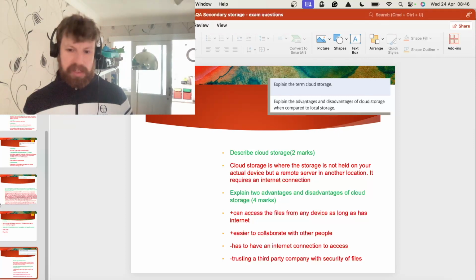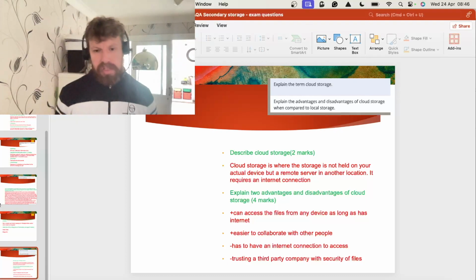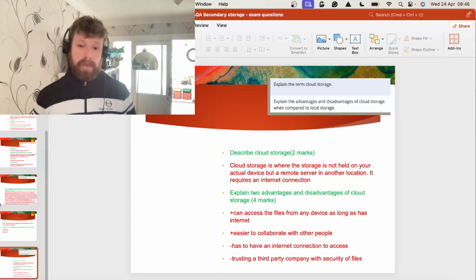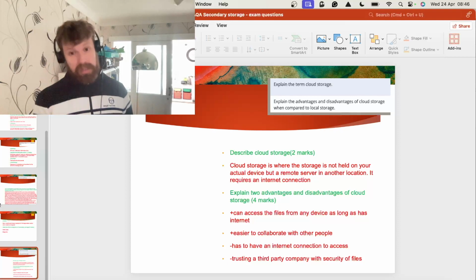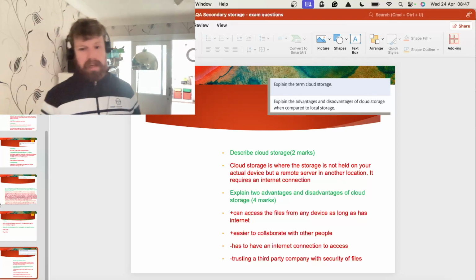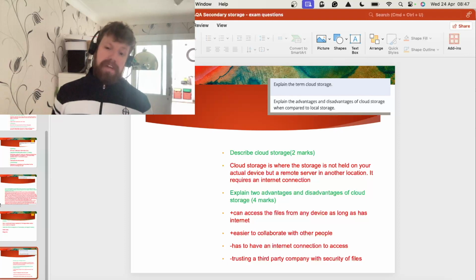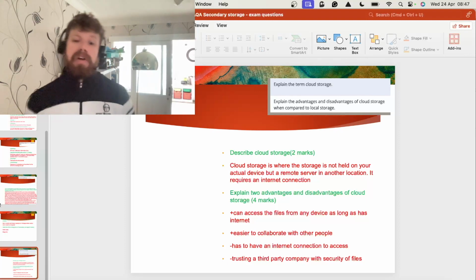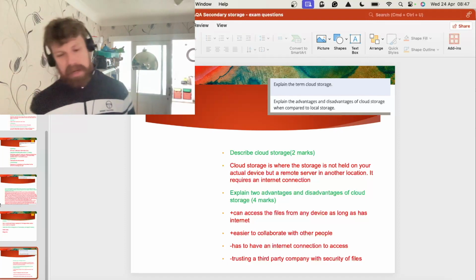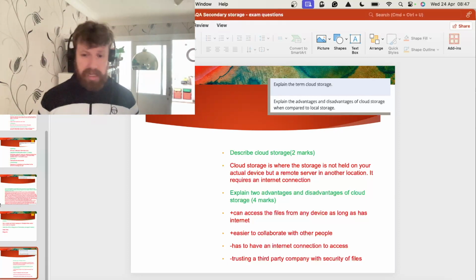Now, explain 2 advantages and disadvantages of cloud storage. So this could be up to 4 marks. Plus points are the advantages. You can access the files from any device as long as it has internet. It's easier to collaborate with other people, so you can collaborate with people all over the world, essentially, as long as everybody's got an internet connection. The negatives, though, is you have to have an internet connection to access it. Some people may not have access to that, or their internet may be going in and out. And you're also trusting a third party with the security of your files.